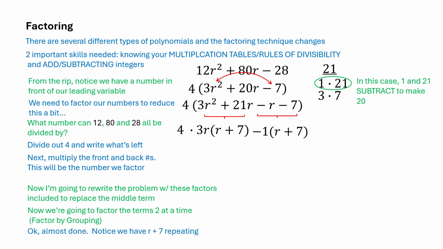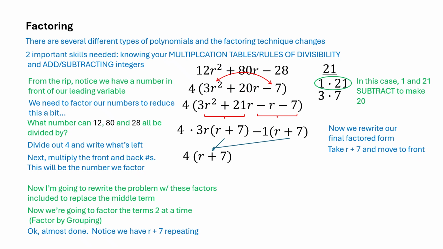Okay, we're almost done. Notice that we have an r plus 7 repeating in our problem now. Now we can use that to write our final factored form. So I'm going to take the r plus 7 and move it to the front and write it in parentheses. Then for my second set of parentheses, I'm going to write what was left over from the previous line, which is the 3r and the -1 will go together inside the parentheses. Done. Let's see that again.